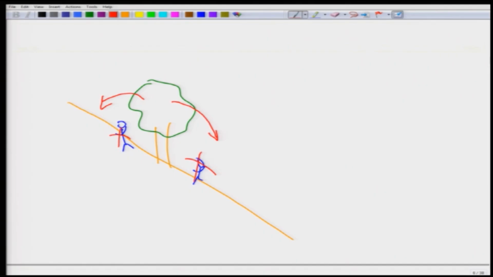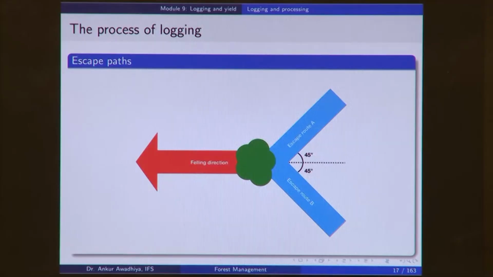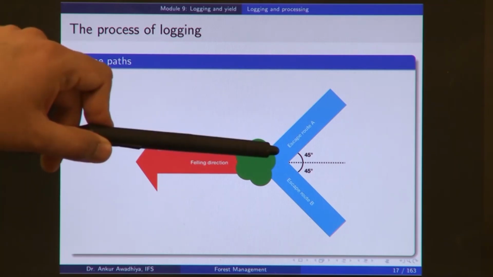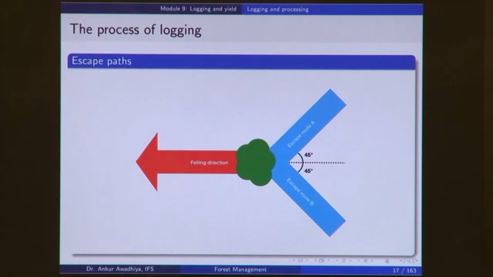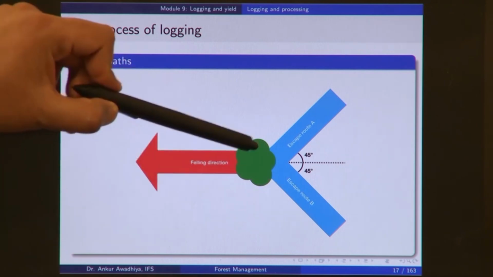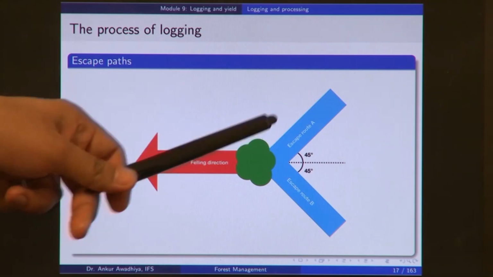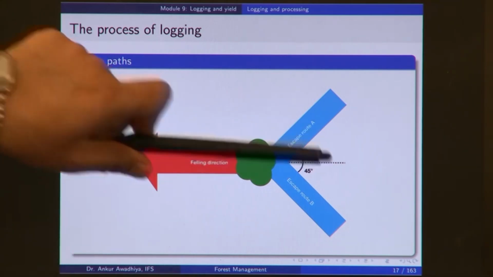So, typically whenever we do a felling operation, if the felling direction is here, then this is a no go area, and right behind also is a no go area, and these are two escape paths that we decide, which are at 45 degrees to this line.